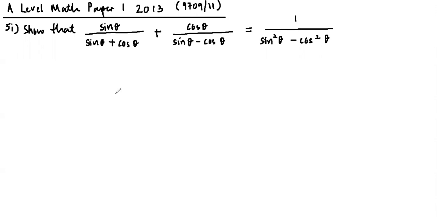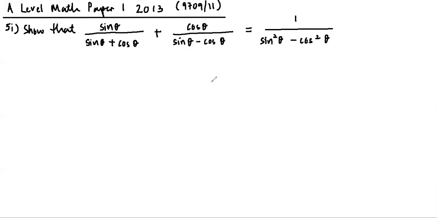This is A-Level Mathematics Paper 1, Year 2013, Question 5. There are two parts to question 5. We look at the first part. You are asked to prove a trigonometric equation here: sine theta over sine theta plus cosine theta, plus cosine theta over sine theta minus cosine theta, equals the reciprocal of sine squared minus cosine squared.